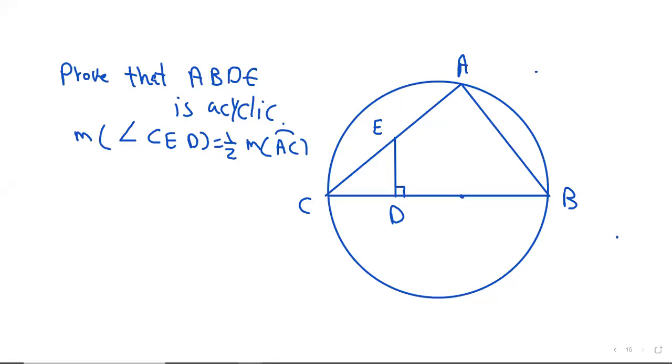In this figure, BC is the diameter in the circle M, and ED is perpendicular to BC. Prove that the figure ABDE is a cyclic quadrilateral, and prove that measure of angle CED is half measure of arc AC. This angle here, CED, I want to prove that this angle is half measure of the arc AC. Here it's the arc AC.